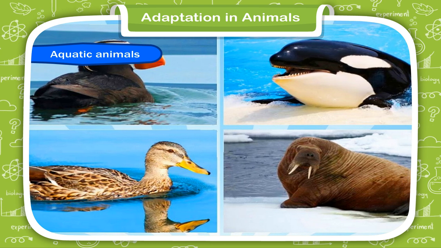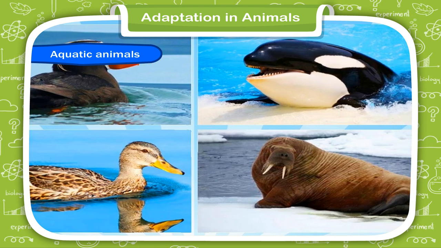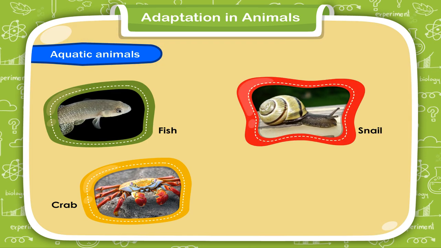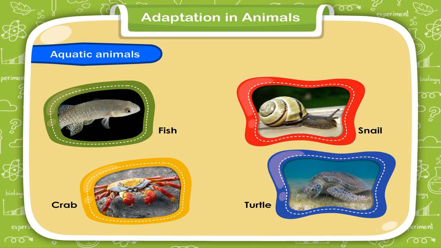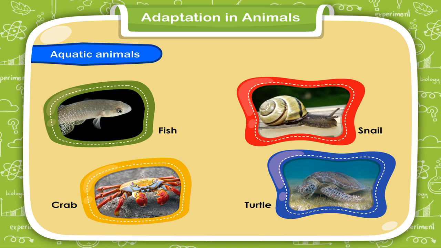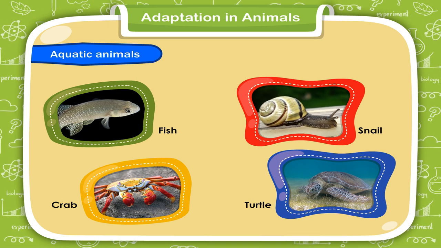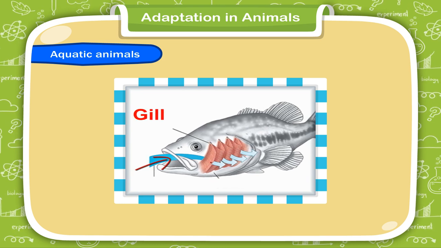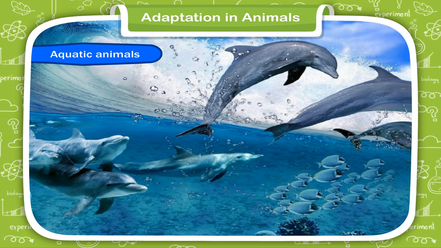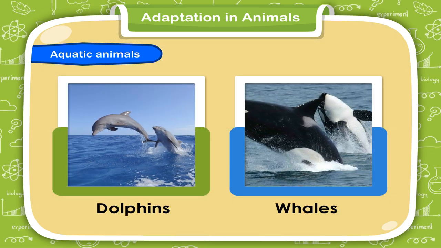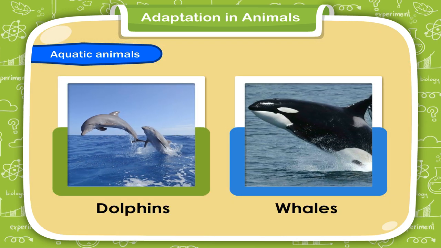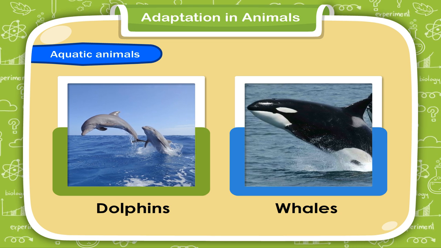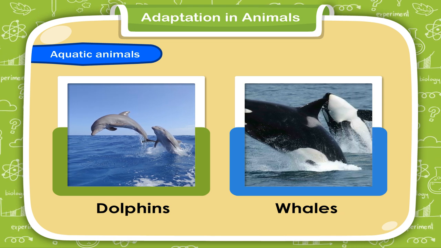Aquatic animals. Animals that live in water are called aquatic animals. Fish, snails, crabs, and turtles are aquatic animals. Their body organs are suited to live in water. Fish and crabs have gills to breathe in water. Other aquatic animals, such as dolphins and whales, do not have gills to breathe in water. They come up to the surface of water and breathe through their lungs.